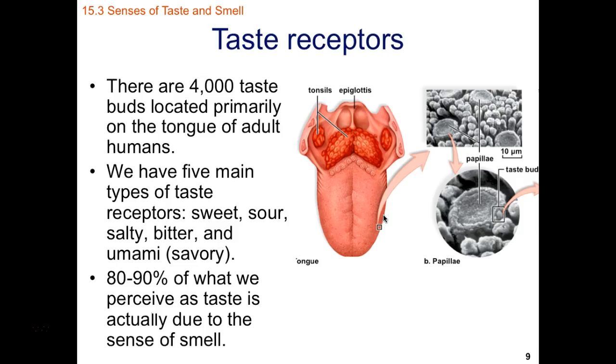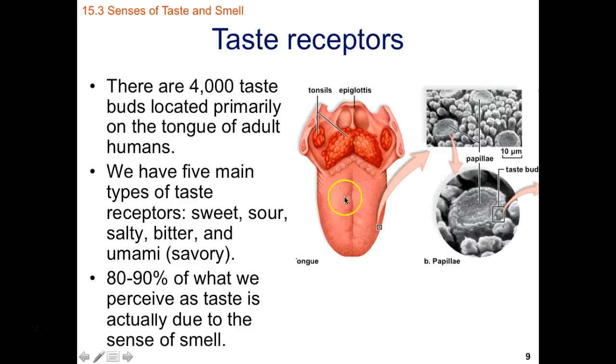Okay, so now we're going to focus on taste, and we have 4,000 taste buds, and these are located on the tongue, and we have 5 main modalities when it comes to taste. We have sweet, sour, salty, bitter, and umami, which is a savory or meaty taste. Most of us are familiar with the other 4, but umami is one of the newer ones.